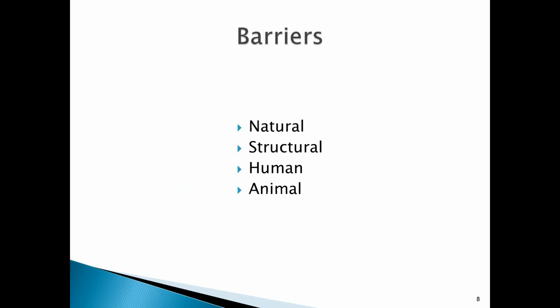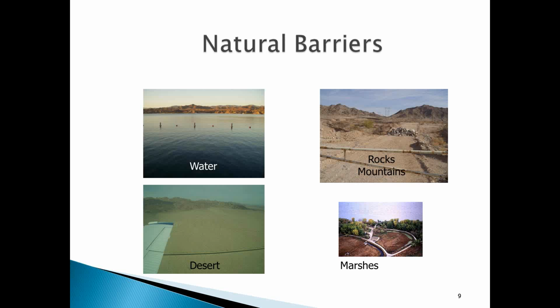There are the 4 types of barriers we're going to be dealing with today. Okay, there's the natural barrier, structural barrier, human barriers, and it's not stacking humans up as a barrier, but barriers to prevent humans from walking around. So don't get excited. You can't go out and shoot a bunch of people and stack them up along your perimeter there. And then you have animal barriers.